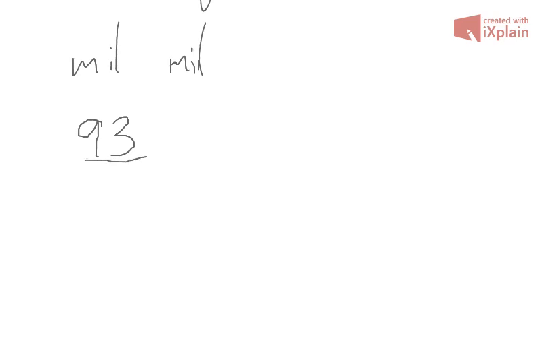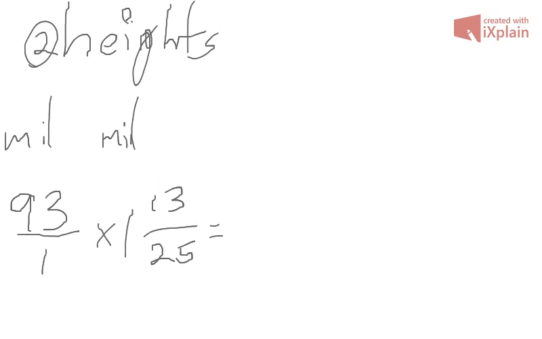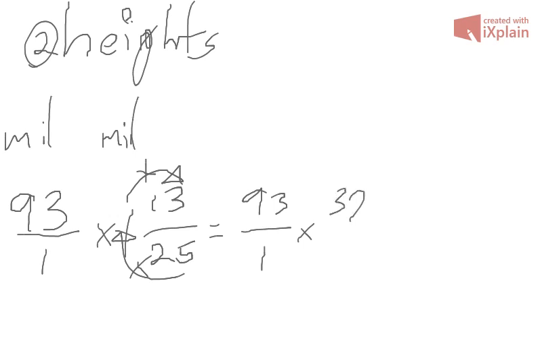All right, we're going to set that over 1. We're going to multiply that times our 1 and 13/25. So again, we need to convert that 1 and 13/25 to an improper fraction. What that's going to become is 38/25. We're going to take our 25, multiply it times 1, then add that to 13. So 25 times 1 is 25, plus 13 gives us 38. So we've got our 93 over 1 times 38 over 25.